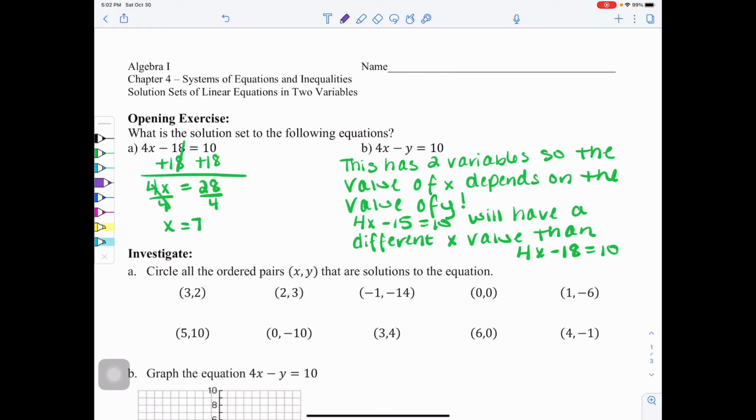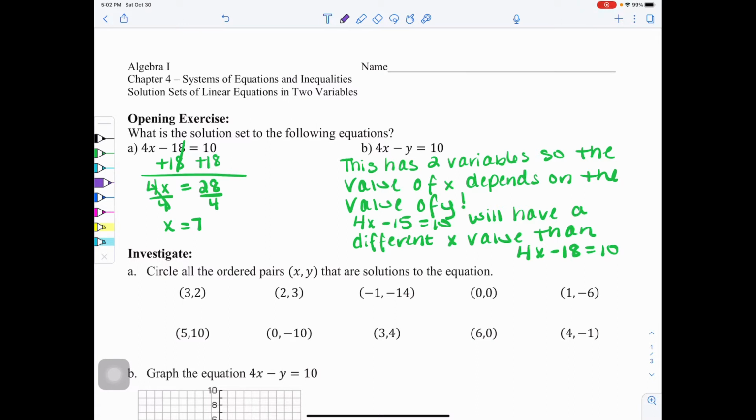However, when you try to do that with the equation in part B, this has two variables. So the value of x is going to depend on the value of y. So for example, if I put a 15 in y's spot, 4x minus 15 equals 10, will have a different x value than if I were to replace y with 18 and have 4x minus 18 equals 10. So this is leading us into discussing what it looks like when you have a linear equation in two variables.